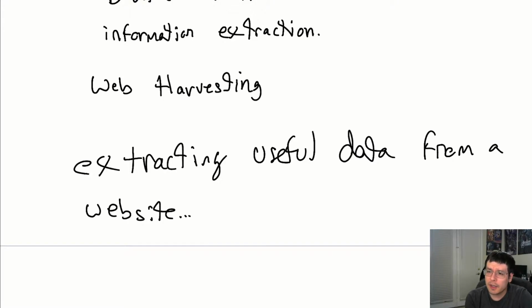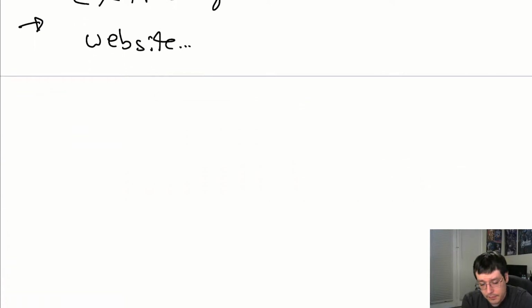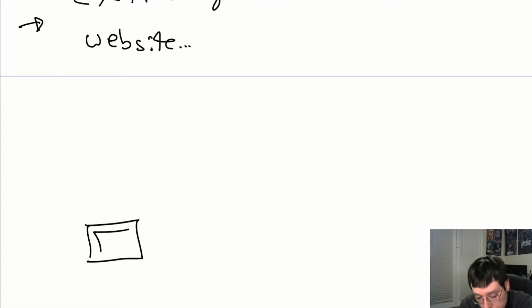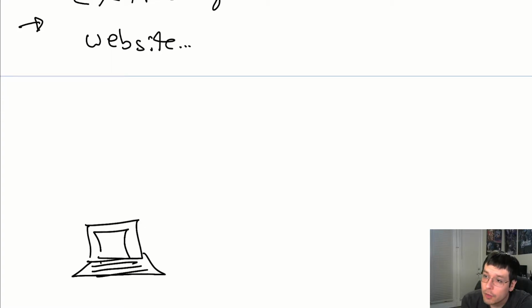So when you say data mining a web page, that would also be fitting under this category, okay? And so to understand what the challenges are with trying to extract the information from a website, you have to understand a little bit about how websites work. When you go on the internet, this is you on your computer, laptop, I guess. When you connect to the internet, what is happening is your computer is communicating to a server.